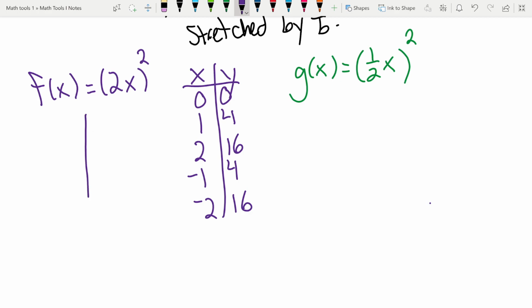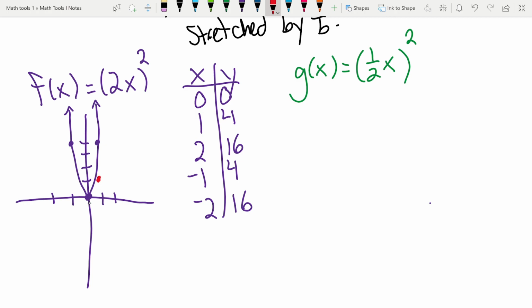we can see what that looks like on the graph now. So we're thinking of it in terms of the horizontal now, like if we're pulling the graph out horizontally or pushing it in horizontally. So we have our 0, 0, 1, 4, -1, 4, and then 2 is really high up there, 2, 16, -2, 16.